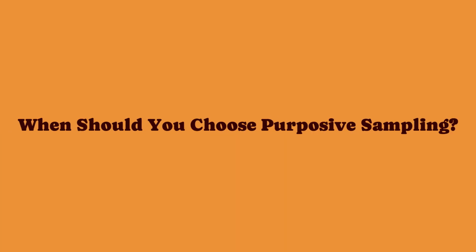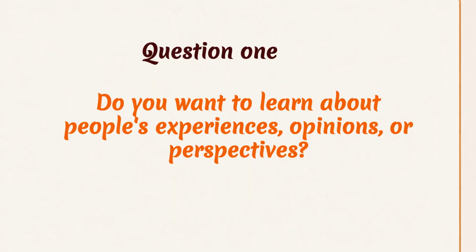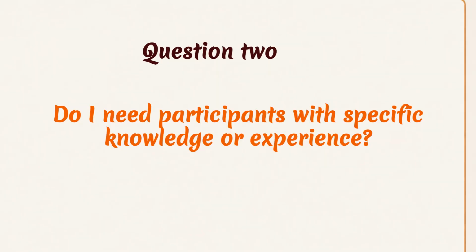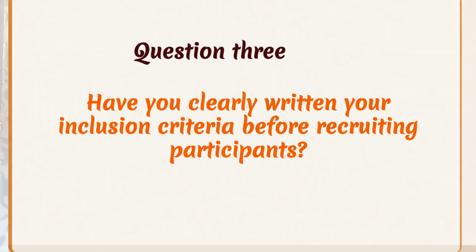Now, the next question is, when should you use purposive sampling? You want to ask yourself these three questions. The first one is, do you want to learn about people's experiences, their opinions, or the way they feel? If the answer is yes, then you can go with purposive sampling. The second question is, do I need people with a specific knowledge or a specific experience? If the answer is yes, you can go with purposive sampling as well. The next question is, have you clearly written your inclusion and exclusion criteria? If the answer is no, you actually need to slow down and define the eligibility criteria.